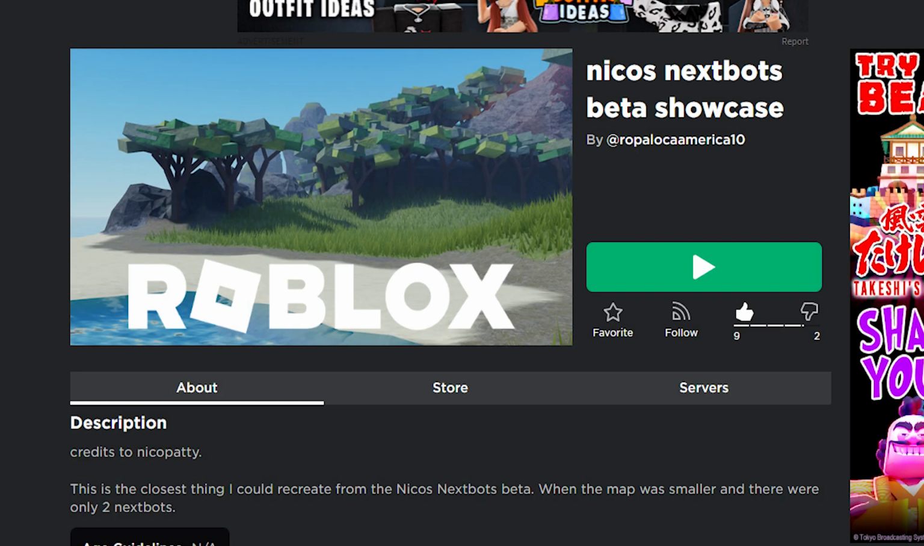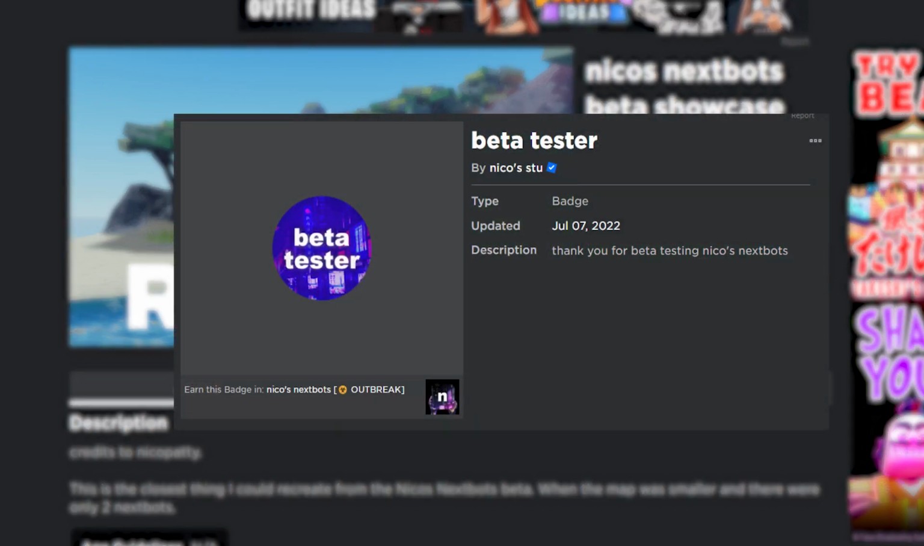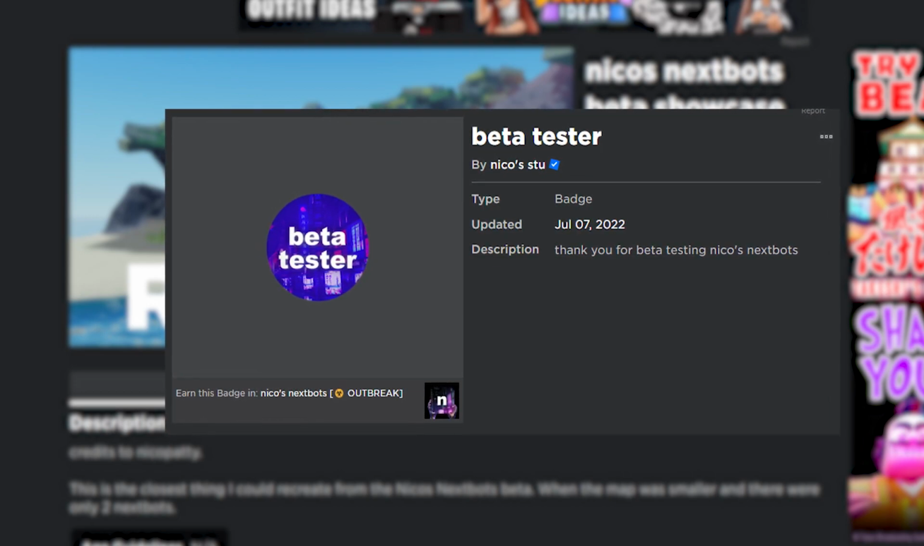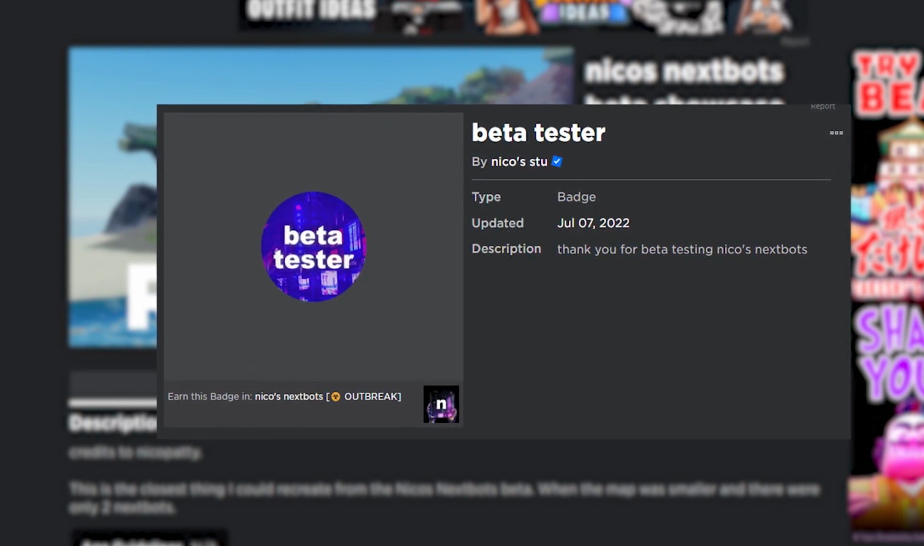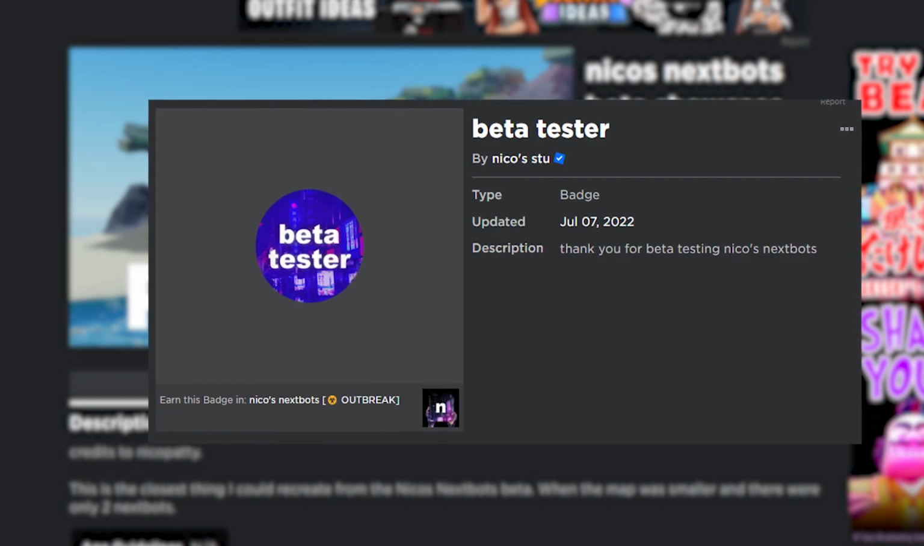If you play Nico Nextbots since beta version, you probably have this badge right here. And I don't actually, I don't have it. That's why I'm curious about the beta version. I mean, what Nico Nextbot looks like in the beta version.